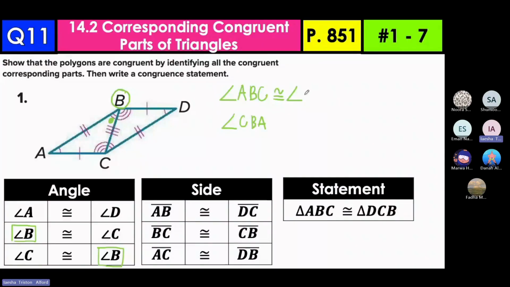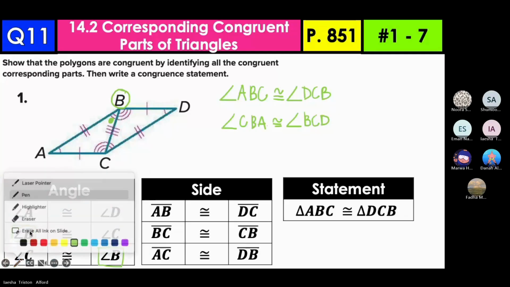Once you have this, then you can match it. Angle ABC matching with what? DCB. Or angle CBA matching with what? BCD. Good.